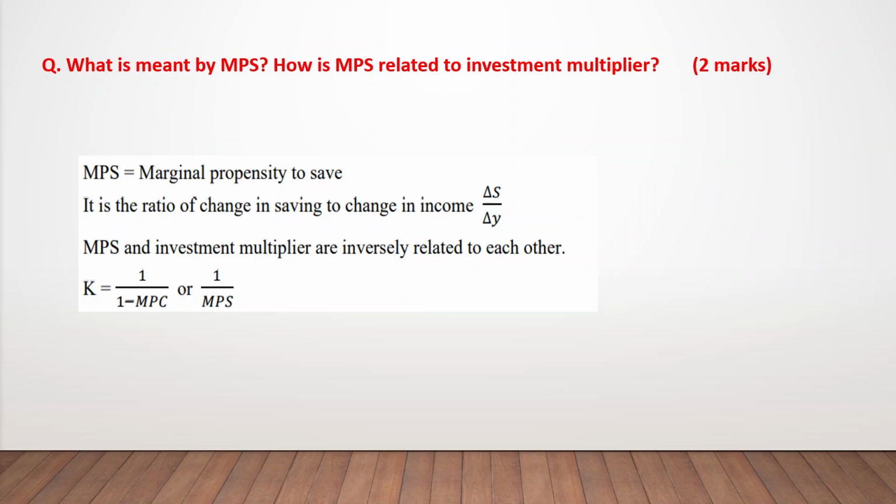Another example, this is our last question, which can cause confusion. Majority of the students get confused between the definitions of MPS and APS. Most candidates define MPS as change in saving for change in income. This would be a very vague definition of MPS and has nothing to do with its concept. The answer expected is that MPS is the ratio of change in saving to change in income.